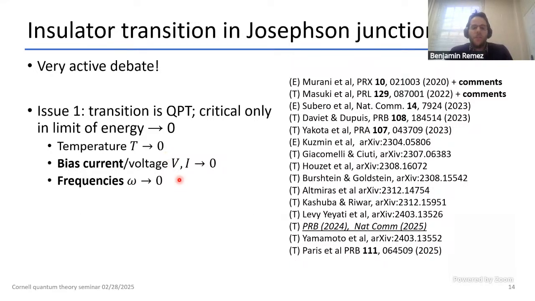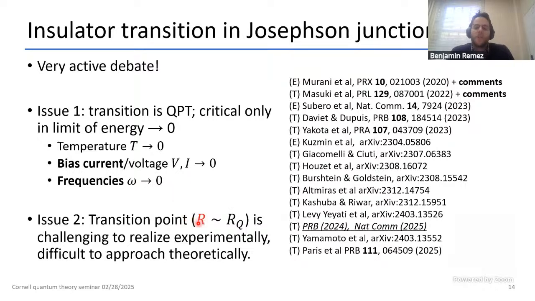The second issue is that actually achieving this transition point, so just realizing a value of this ambient resistance on the order of the resistance quantum, is both difficult experimentally and also kind of difficult to approach theoretically, because you know how to think about weak interactions, you know how to think about ultra strong interactions, but this regime of interactions being coupling of order one is actually the hardest to disentangle.